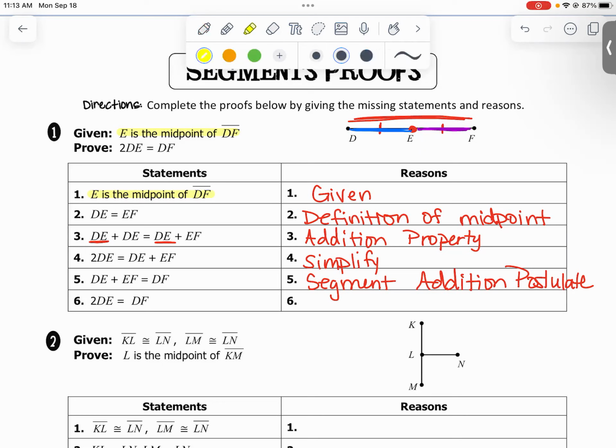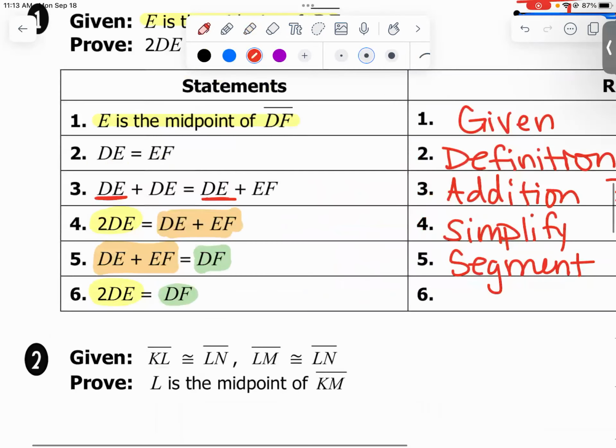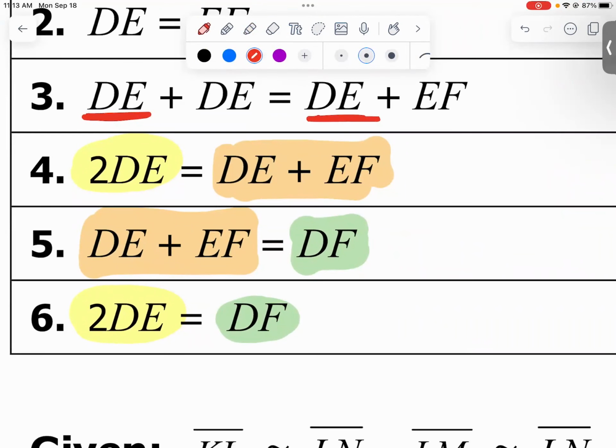Well, now look at what we have. We have 2DE equals DE plus EF. Then we have DE plus EF equals DF. Oh, this is so great. Yes, look at that. Do you see how my orange highlights match? Okay. Yellow equals orange and orange equals green. So we can conclude with the transitive property that yellow equals the green. And now we have gotten them.